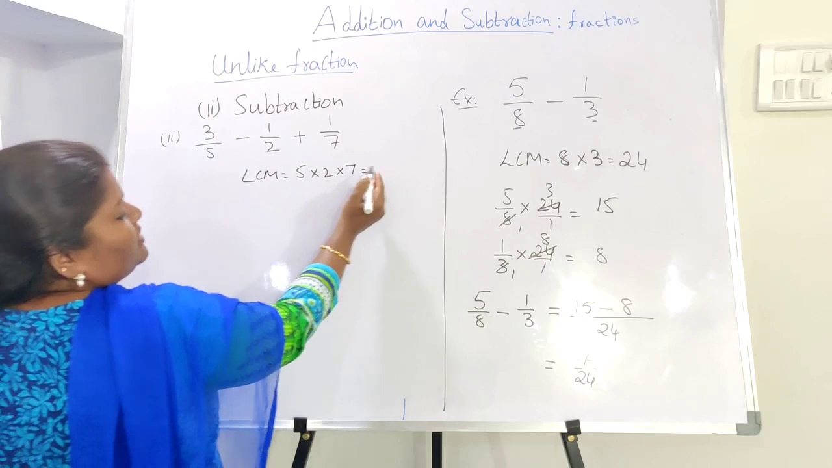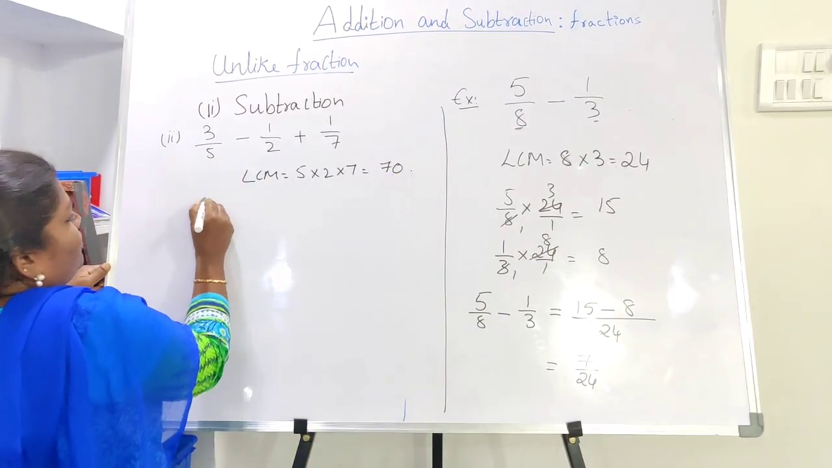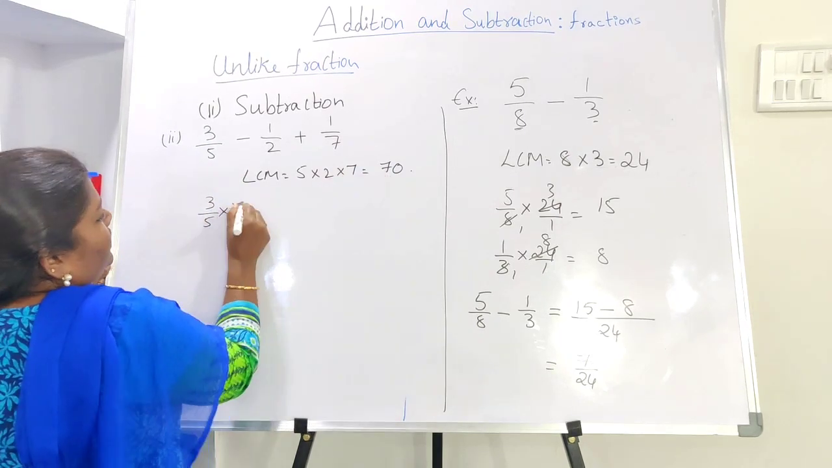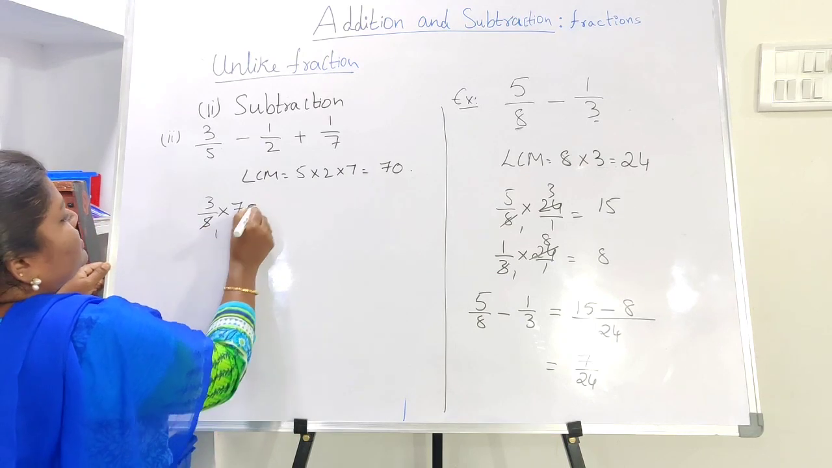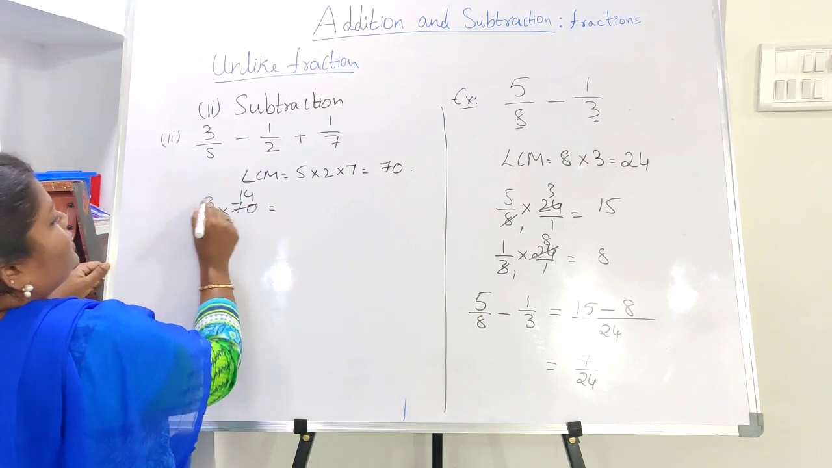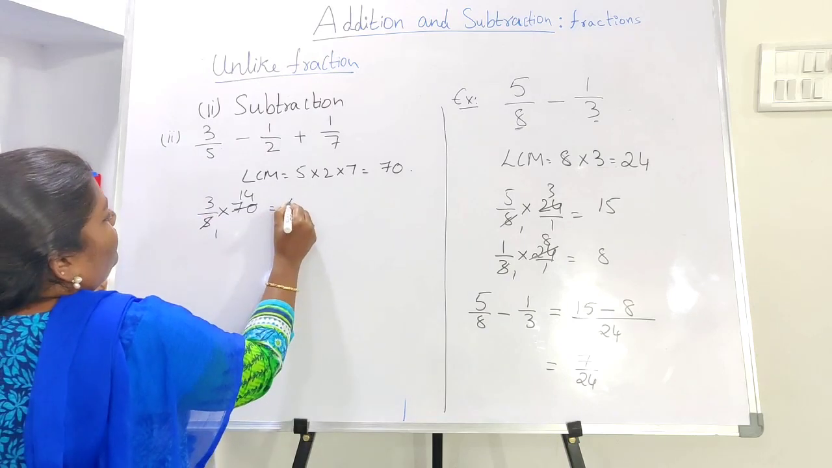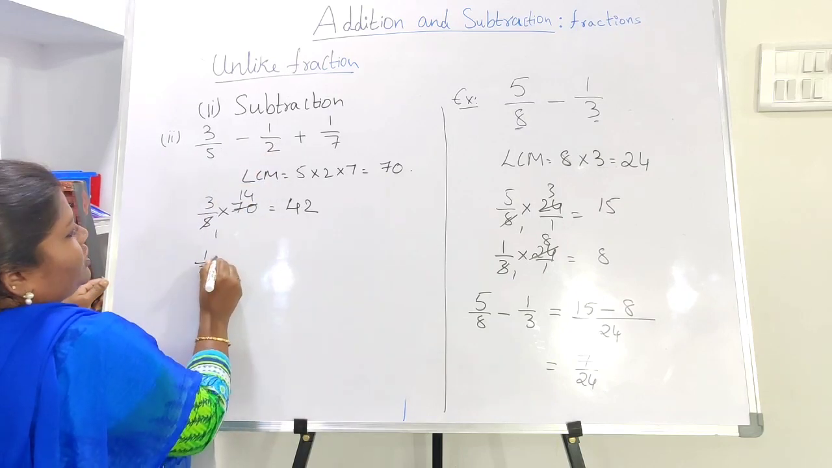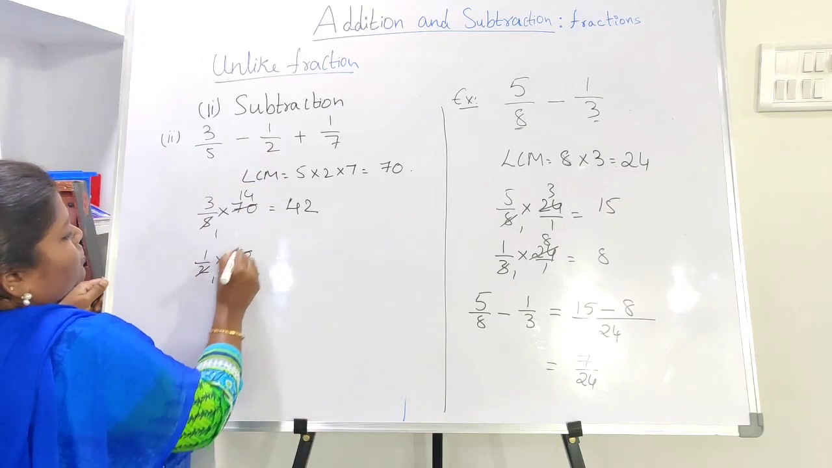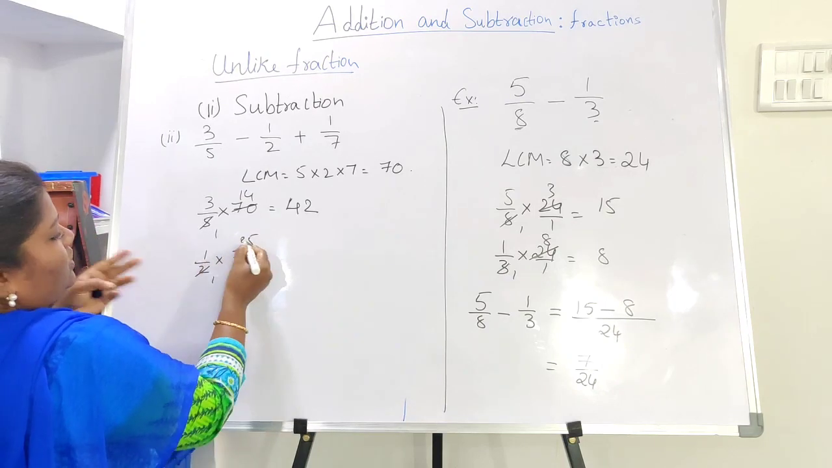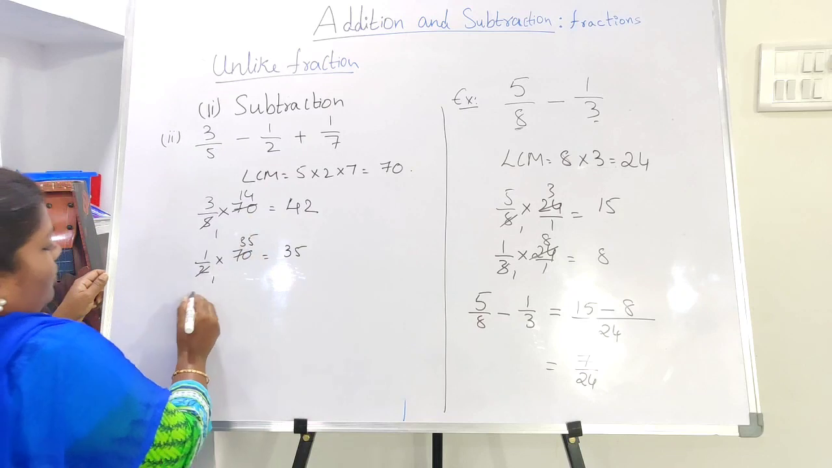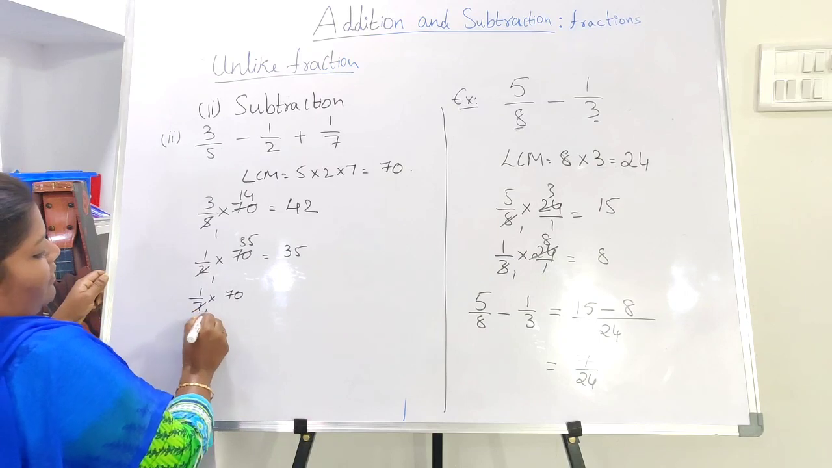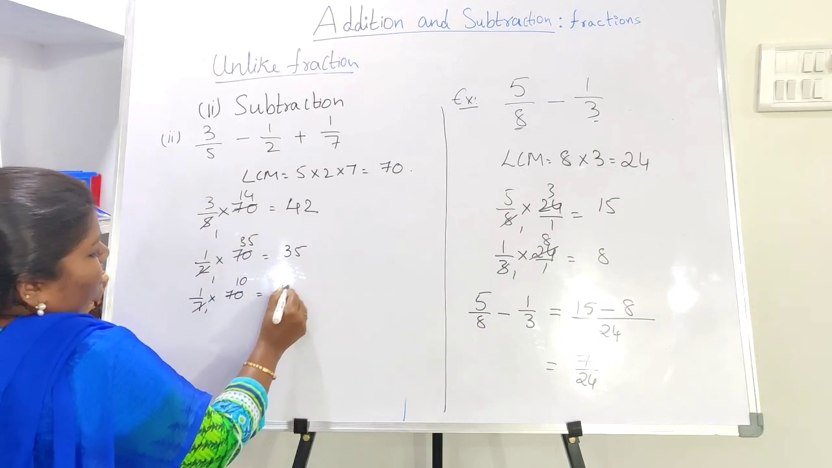5 into 2 is 10, 10 into 7 is 70. So first take down the first fraction, 3 by 5 into 70. Now 5 14s is 70. So 14 threes is 42. Next, take the second fraction, 1 by 2 into 70. 2 35s is 70. So 35 ones is 35. Now next fraction, 1 by 7, and the LCM is 70. 7 tens is 70. Now it is 10.